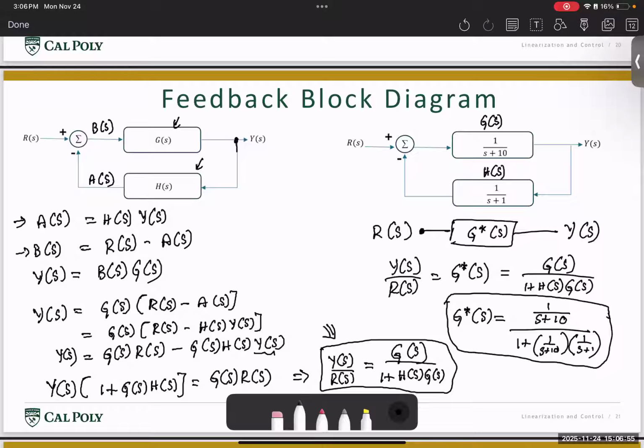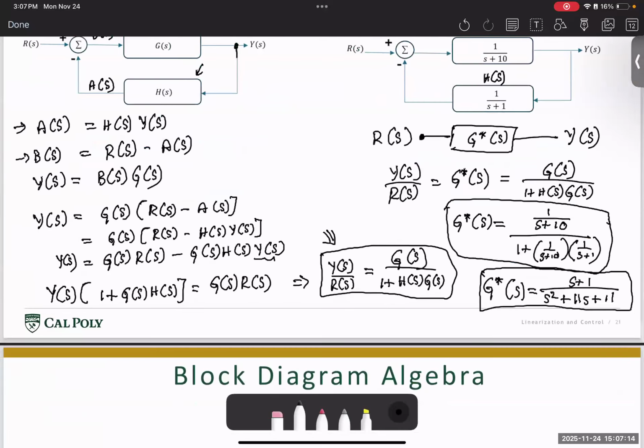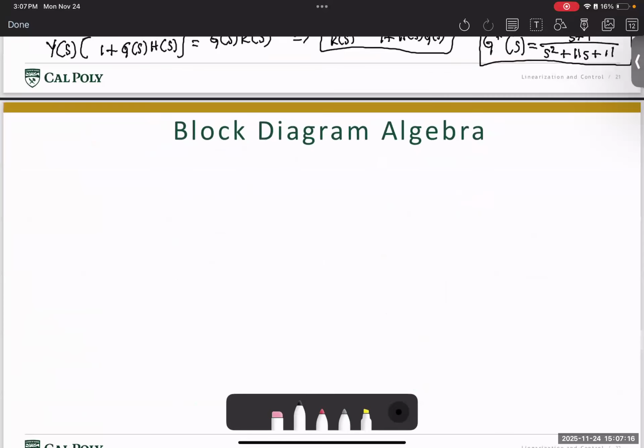Or simplifying this, I get G star of s is (s plus 1) divided by (s squared plus 11s plus 11). This is representing this in the standard form. All right. Now let's look at a few ways in which we can simplify a block diagram.